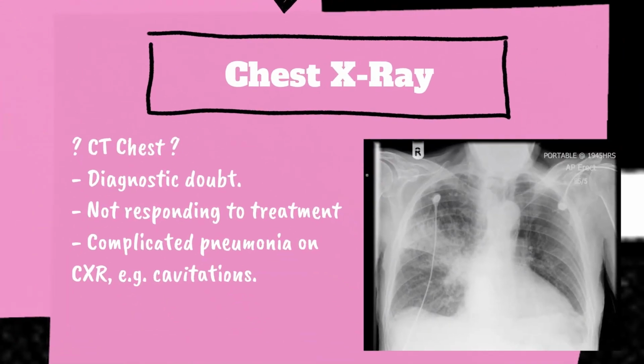In terms of imaging, we'd start with a chest x-ray, which would show evidence of consolidation. We'd consider getting a CT chest if there was any diagnostic doubt, or if patients were not responding to treatment, or if there were elements on the chest x-ray that indicated we were treating a complicated pneumonia, for example, cavitation.